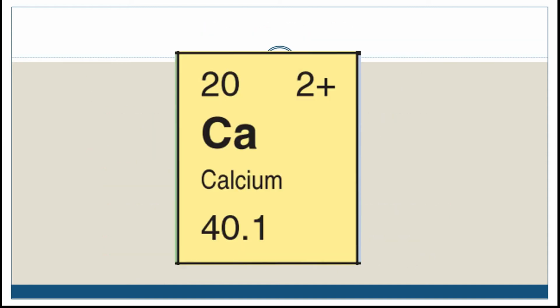Next page. So here's an example. Here's calcium. What's its atomic number? 20. How many protons does it have? 20. What's its mass? 40.1. I'd use 40. When it forms an ion, and we'll talk about how that works, it ends up having 2 positive charges, 2 plus.